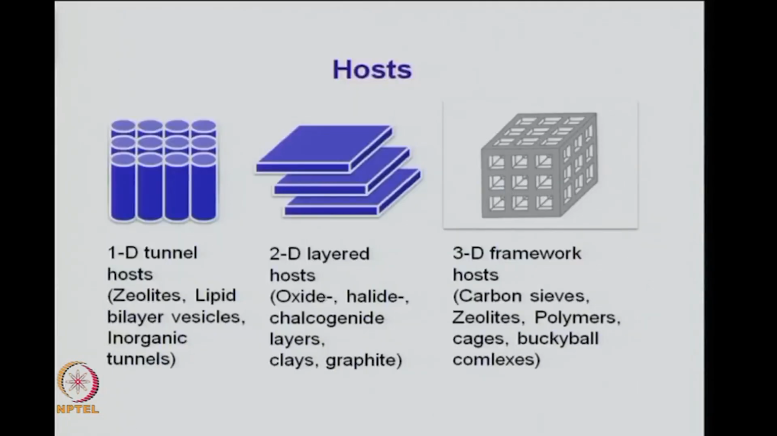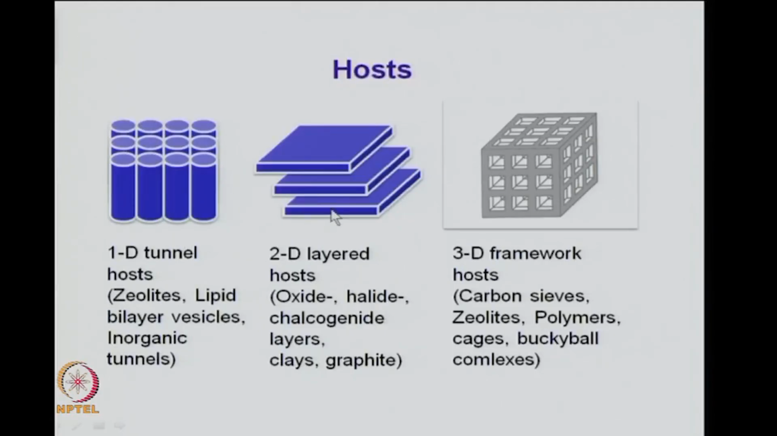Now, you can have several other kinds of hosts. So, we discussed you can have 1D tunnel hosts like zeolites, which have tunnels like this or channels, or you can have lipid bilayer vesicles or many other inorganic compounds which have tunnel structures. So, you have vacant spaces between the cylinders in which you can grow nanowires.